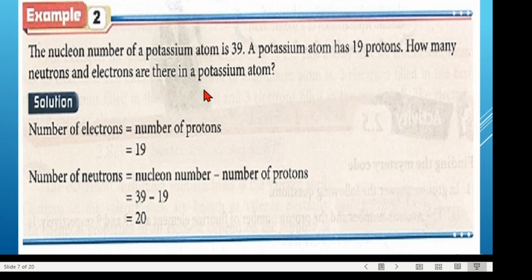Okay. How many neutron? So, the number of neutron is the nuclear number minus the number of proton. The nuclear number is 39. We minus the number of proton 19. So, 39 minus 19, 20. Okay, 20 is the number of neutron in potassium atom.